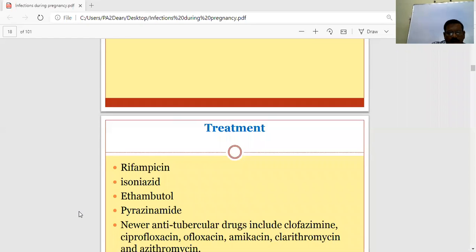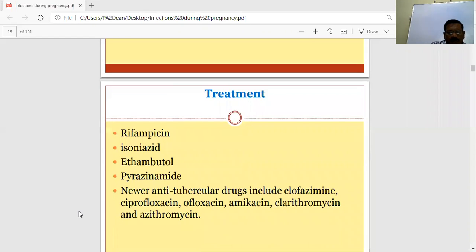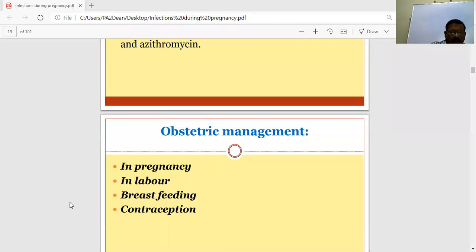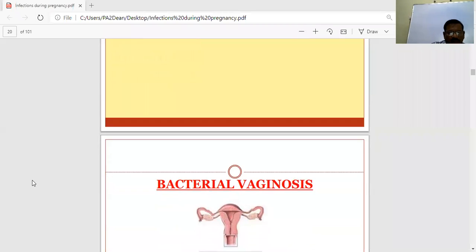Newer anti-tubercular drugs include clofazimine, ciprofloxacin, ofloxacin, amikacin, clarithromycin, and azithromycin. These are the drugs used in the treatment of tuberculosis. Then the obstetric management in pregnancy, in labor, breastfeeding, and contraception. So during these conditions, you must know how to manage tuberculosis.